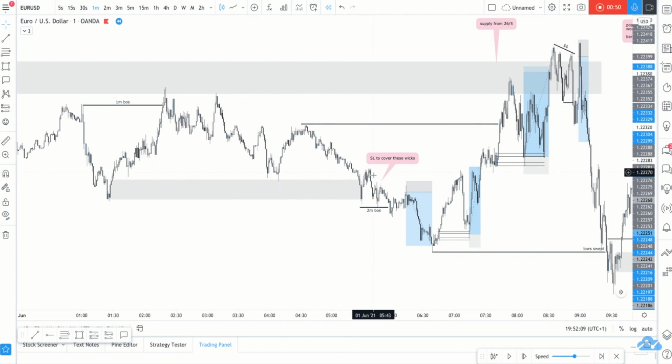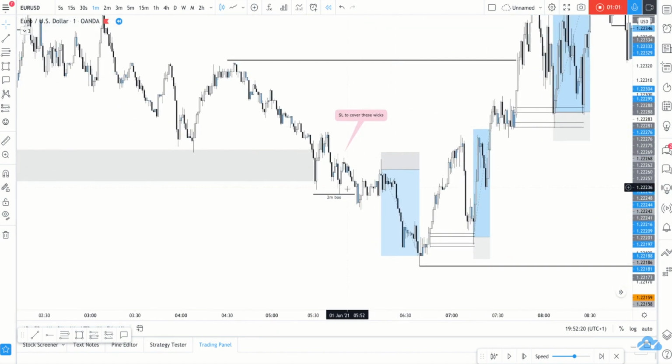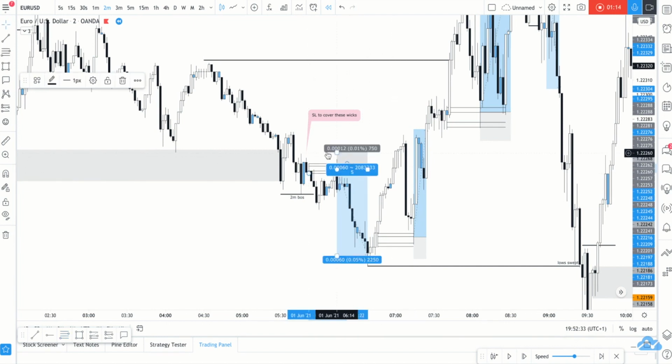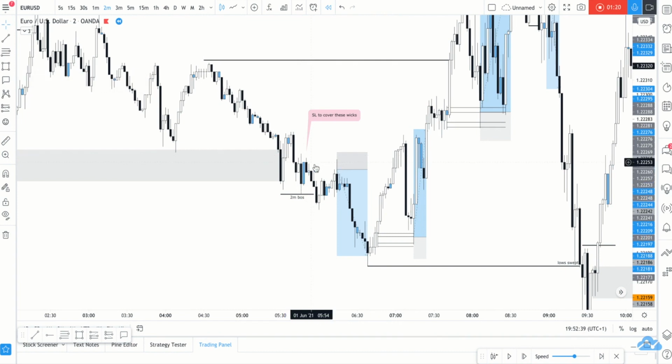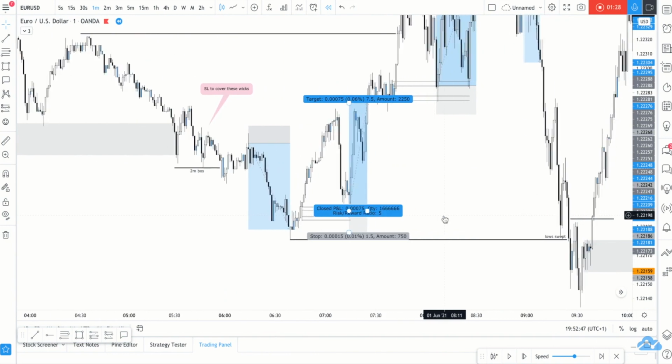And then it finally broke. It kind of broke this area, so I would have taken continuations down. This was a 2-minute break of structure, which is clear on a 2-minute. Look, it's a candle close. So I would have used this wick here, and then covered this high here, I mean the wick here, just in case. And it just literally went down before reversing. So that could have been a good one.